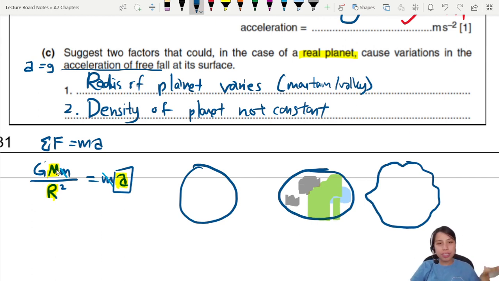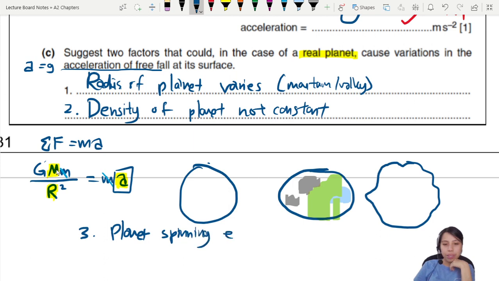The last two is the effect that we talked about, the planet spinning effect. It depends on how fast the planet spins, or depending on where you are, at the pole or equator like we talked about. That's what we call the spinning effect. Circular motion.